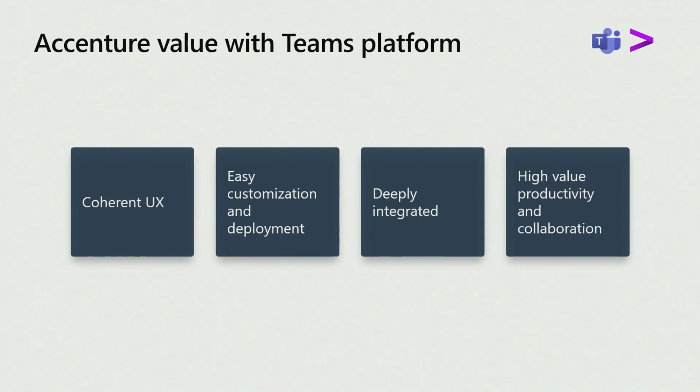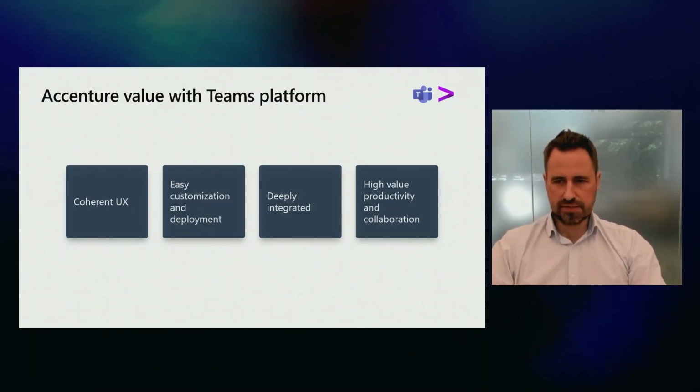So let's just recap what we saw with Accenture today and the value that Fluent brings to the Accenture MMB app. We saw coherent UX that looks and feels native to the team's client experience and that is intuitive for users to use. It's incredibly easy to customize and deploy, being based on pre-canned components and a complete SDK that we provide for you out of box. It's also deeply integrated into all the collaboration tools and features that come with the team's native client, and it really enables high-value productivity solutions where teams can collaborate universally across the tenant.